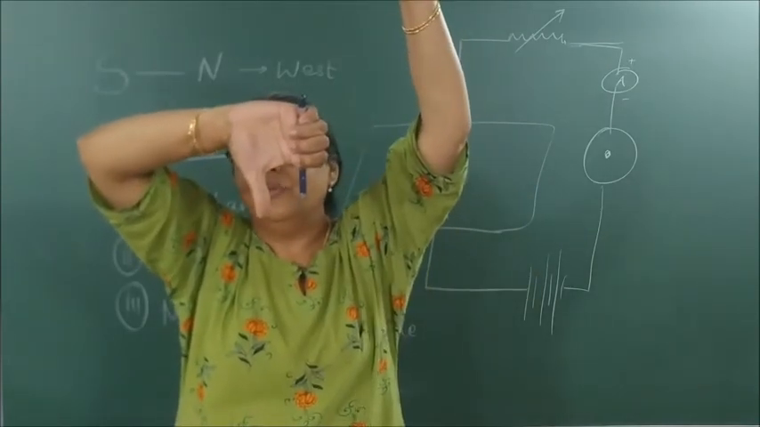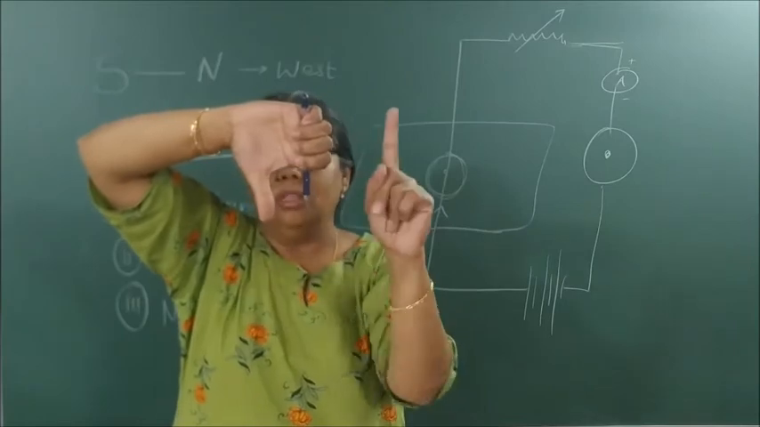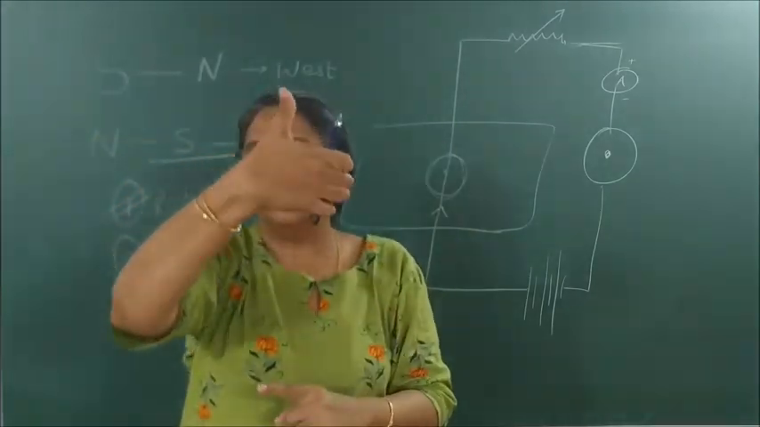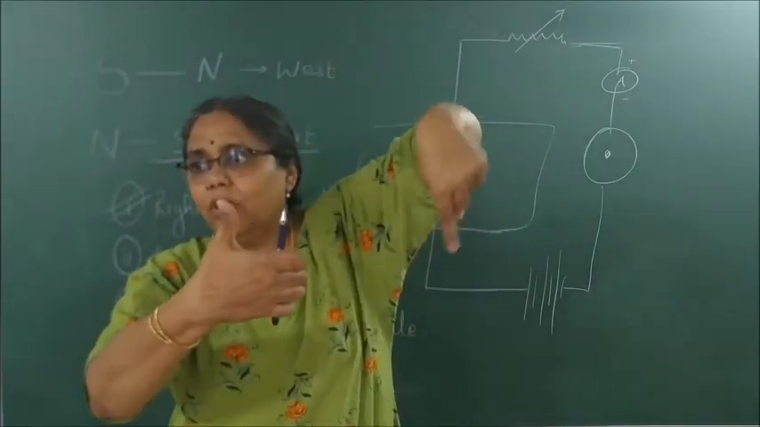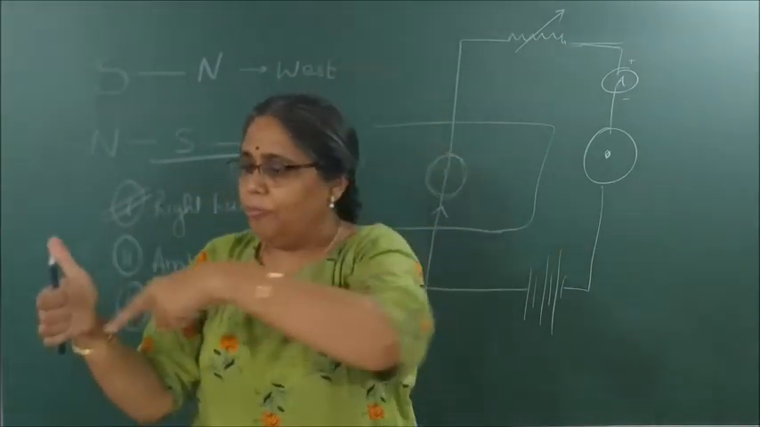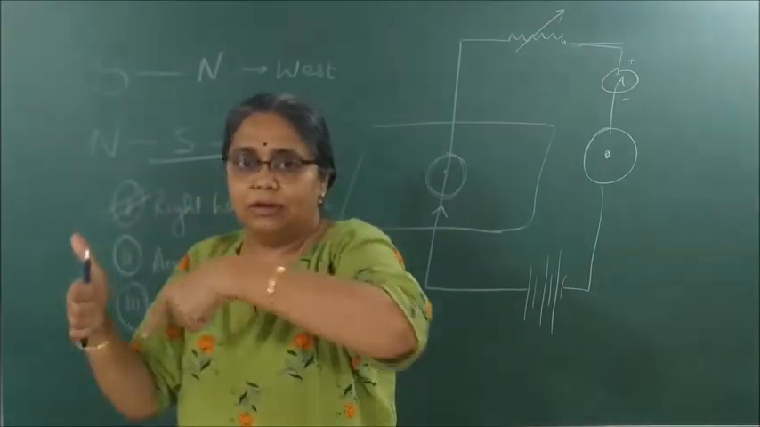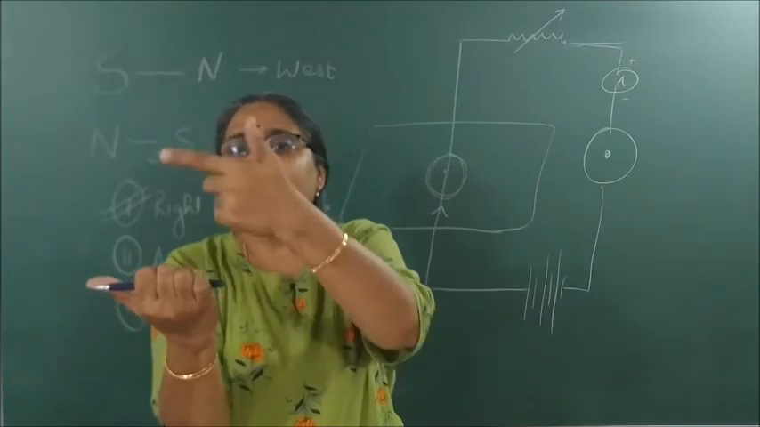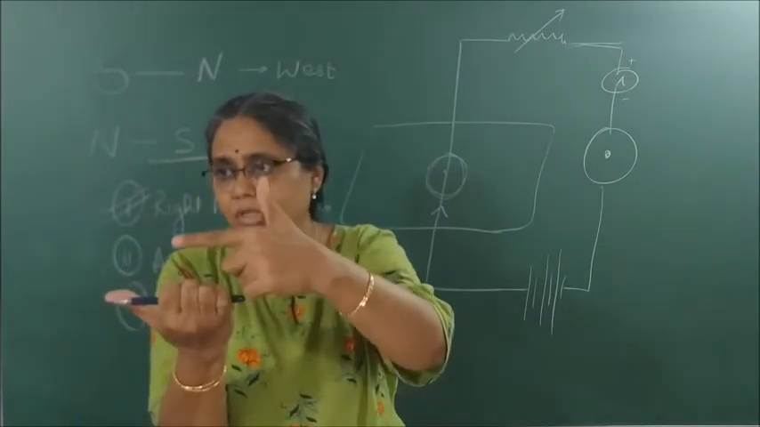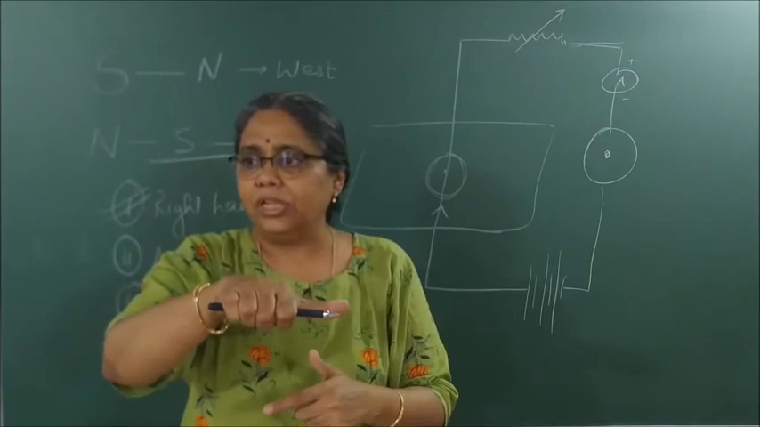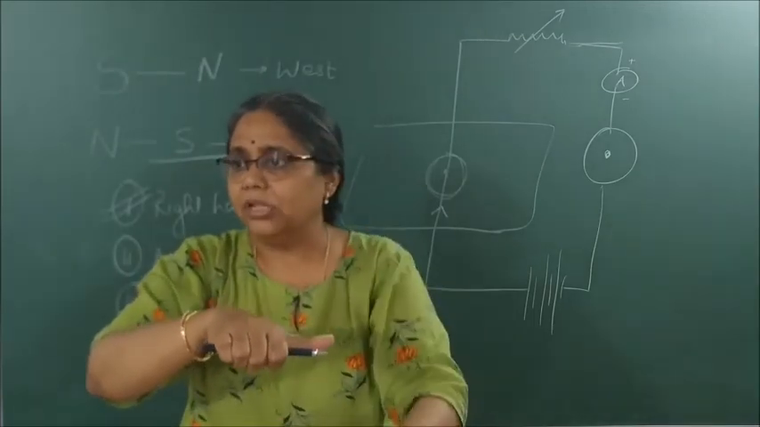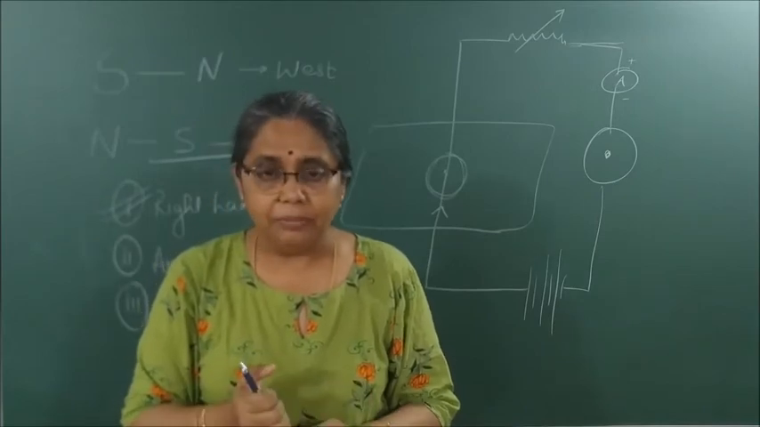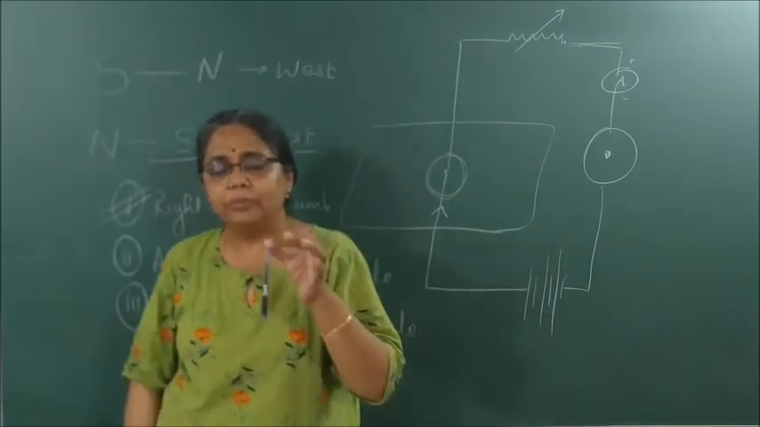When the current is flowing from north to south, the field lines are clockwise. When it flows from south to north, the field lines are anti-clockwise. When it flows from east to west, the field line is from north to south. When it flows from west to east, the field line is from south to north. Is that clear?